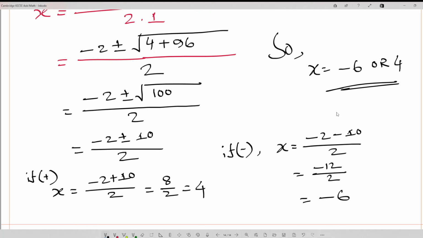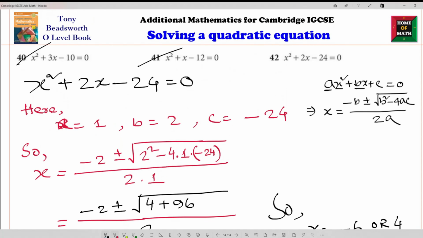Okay, so no more today. We are trying to solve quadratic equations using the general formula in math, which is very important for examinations, especially IGCSE or SAT.